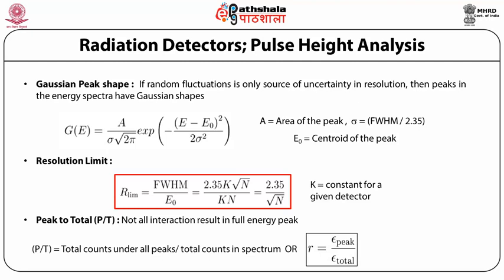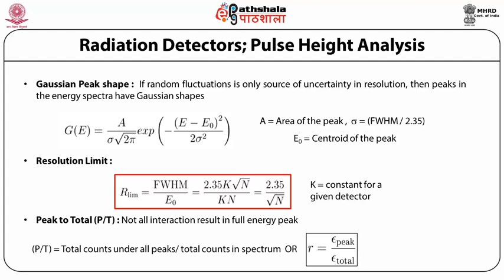Peak to total. Peak to total is the next important thing that we define in case of pulse height analysis. Peak to total basically is a measure of the goodness of a detector. That is, in an ideal spectrum, what we want is more photo peaks than background. So peak to total is an indication of how many photo peaks there are out of the total statistics observed. Why is that important? Because photo peaks indicate the complete absorption of the photon, whereas the background indicates inefficient absorption of gamma photons.